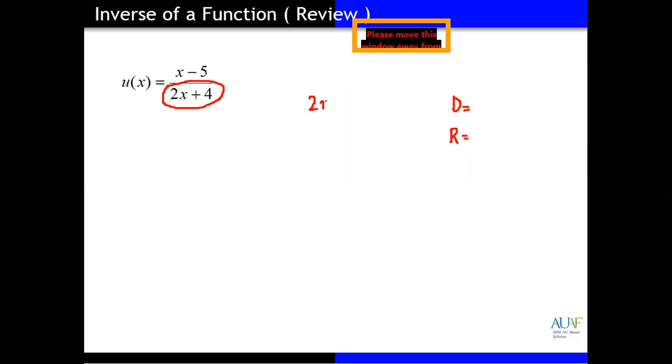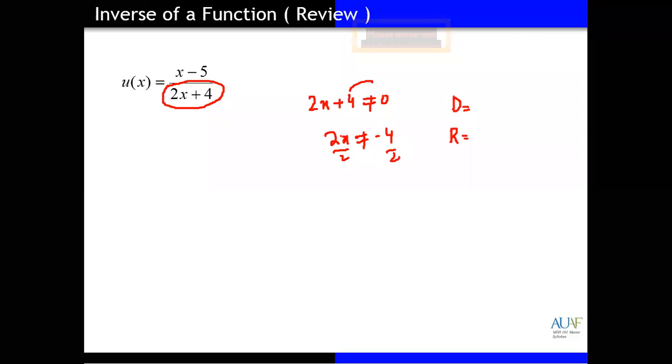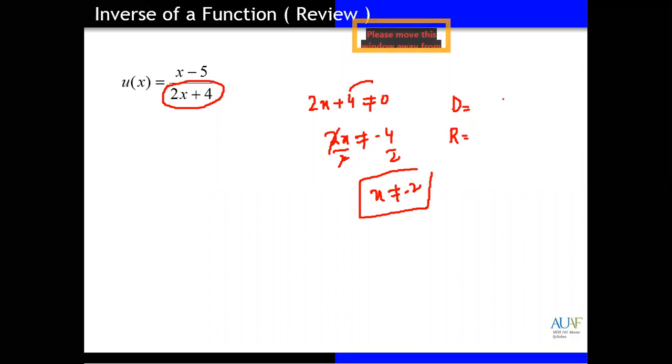Just put 2x plus 4 not equal to 0. Transferring 4 to the other side, we have 2x not equal to minus 4, and dividing both sides by 2, 2 cancels with 2, x not equal to minus 2. The domain of the function is all real numbers except one value, and that value is minus 2. So all real values except minus 2 is the domain of this function.